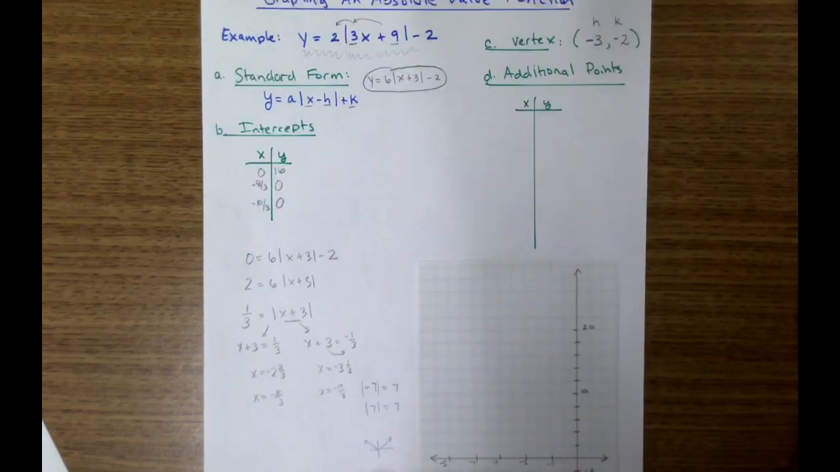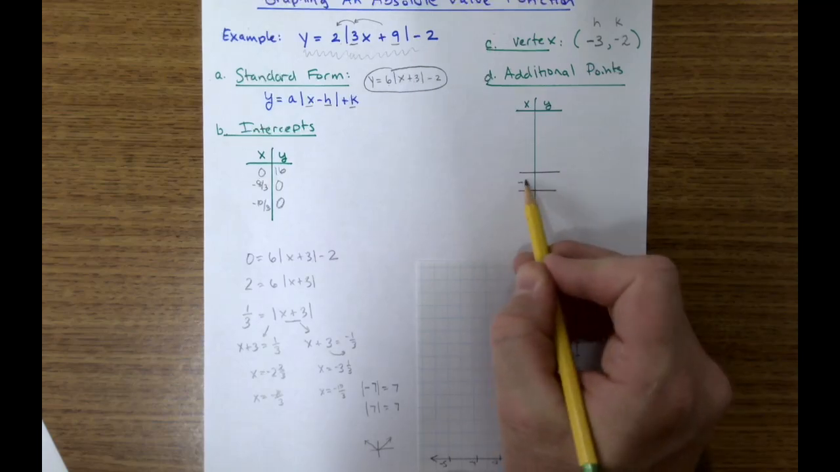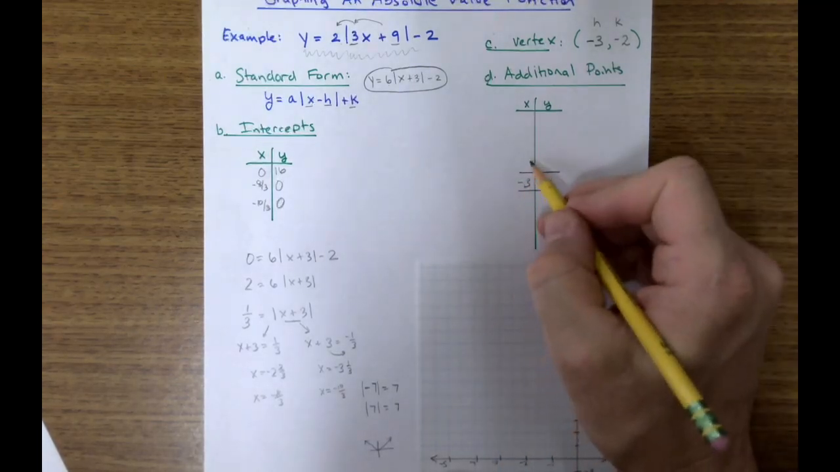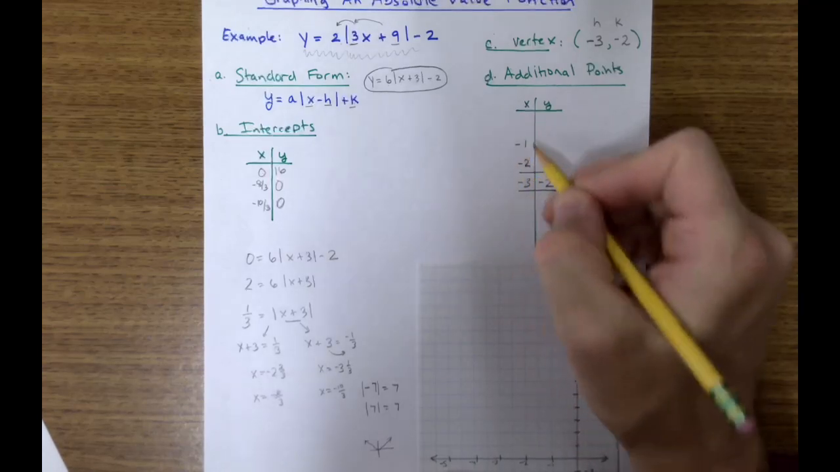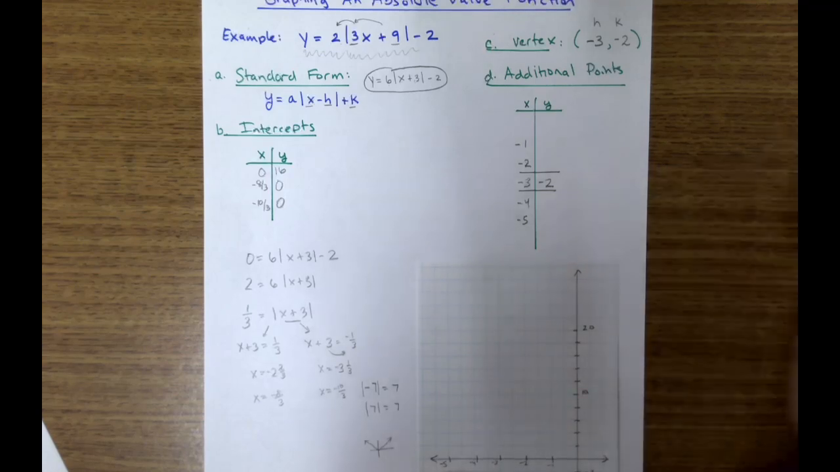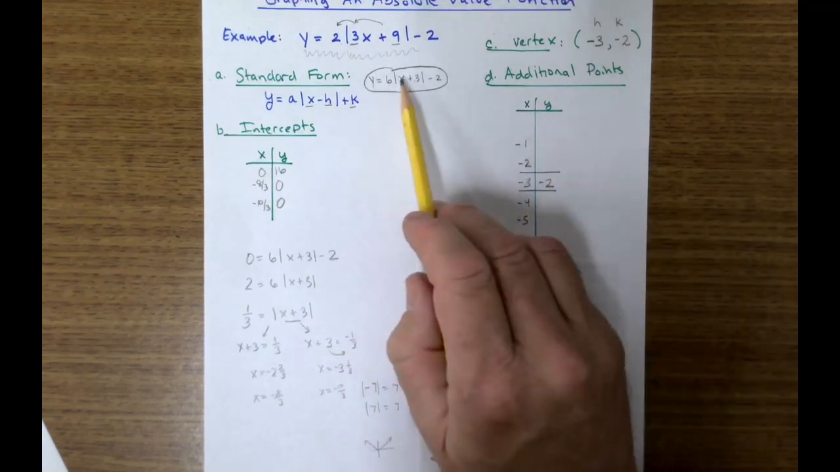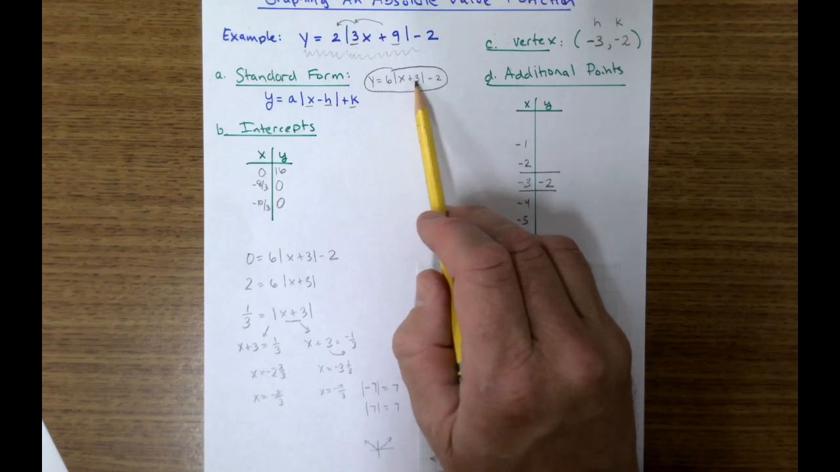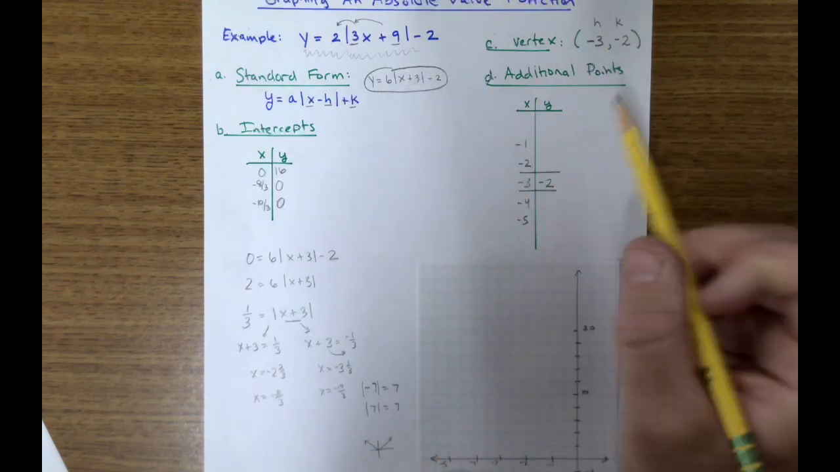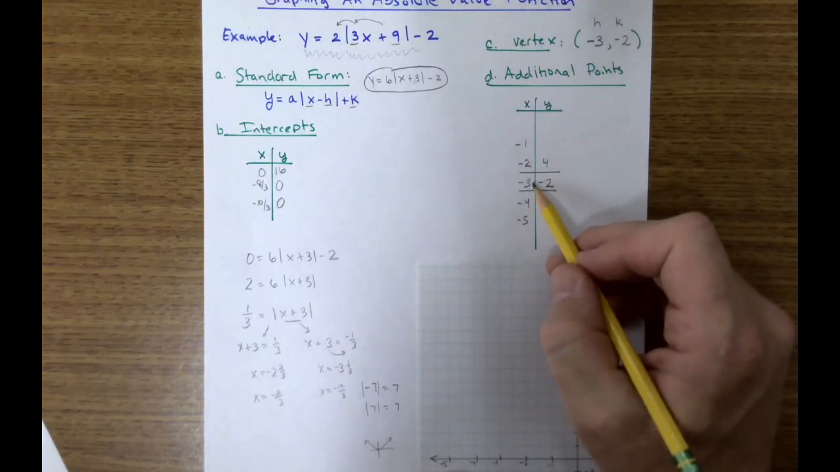Alright, so let's do our additional points. Well, if we have the vertex, I always put that in my table. And there it is. And then I always just add one this way, and add another one, and then subtract one, and then subtract another one, and then I just do these points. Negative 2. Plug negative 2 in there. Negative 2 plus 3 is 1. Absolute value is 1 times 6 is 6. Minus 2 is 4.